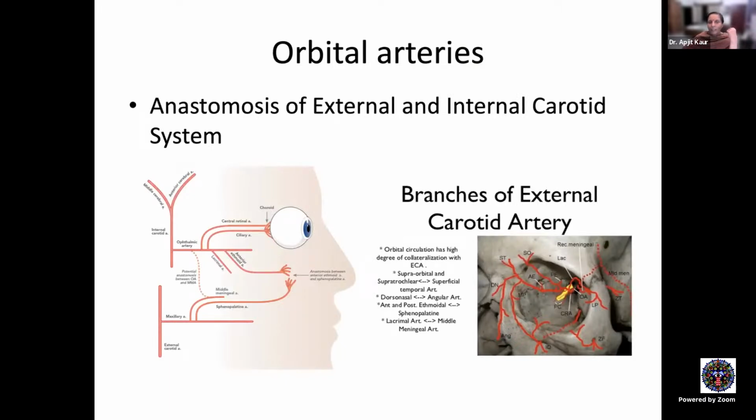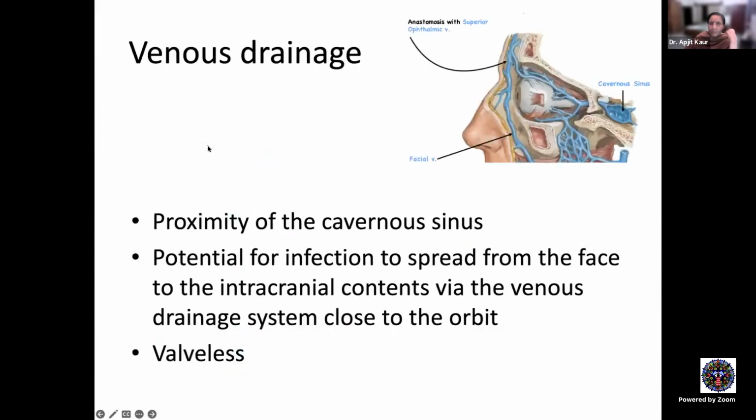Now, orbital arteries are important because the orbit is the area where there is an anastomosis of the external and internal carotid systems, right? Similarly, the venous drainage is extremely important because here from the anterior superficial venous plexus through the orbit, you go into the intracranial part, which is the cavernous sinus. You see how everything is coming here. So the facial vein through the anastomosis with the superior ophthalmic vein into the orbit goes into the cavernous sinus.